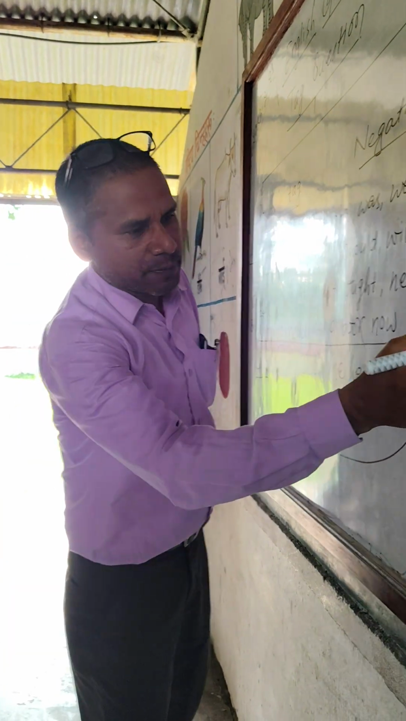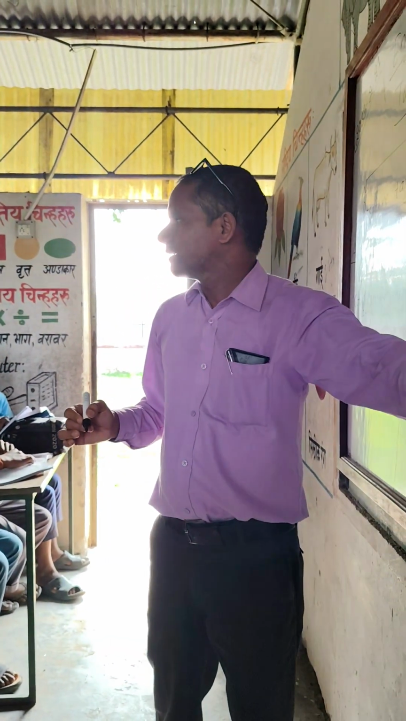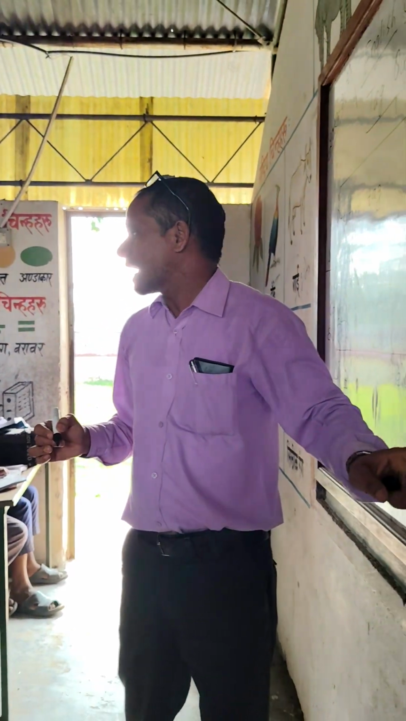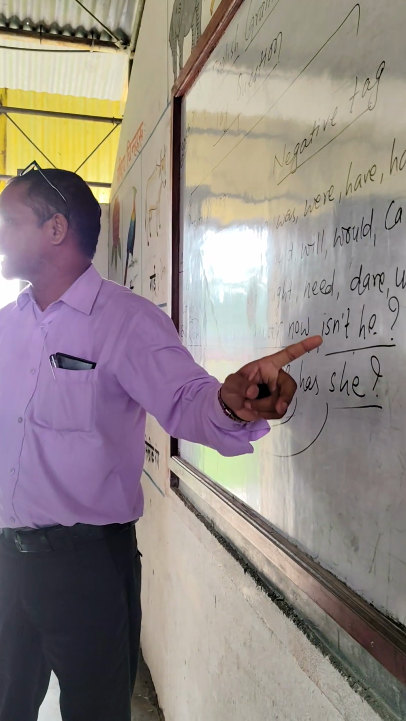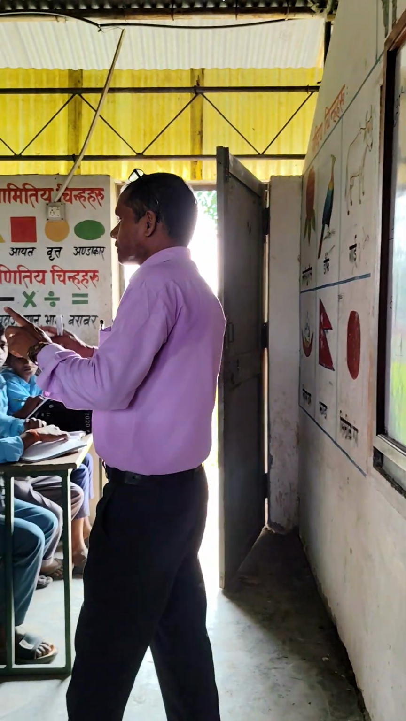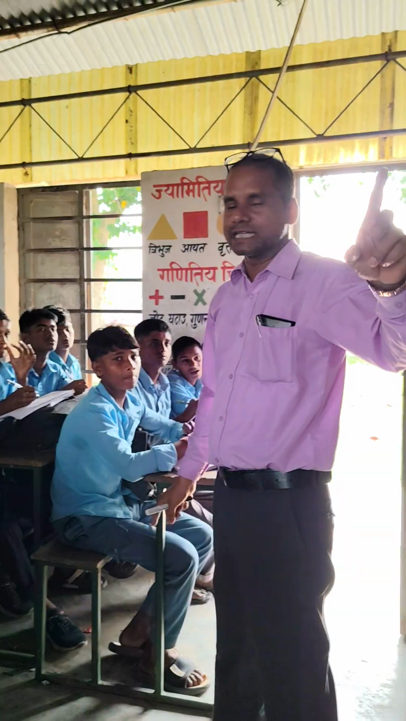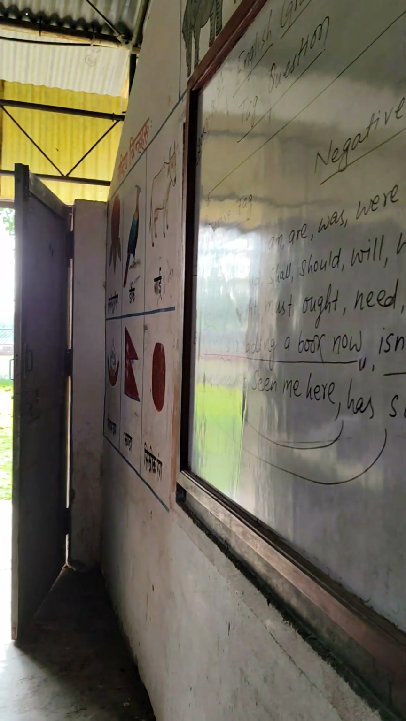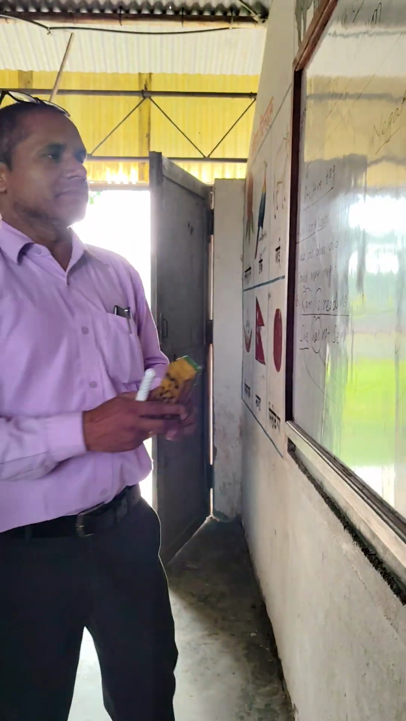Now what is the difference between these two question tags? In the first there is "isn't he", in the second there is "has she". The first one is negative, the second one is positive. It means that the tag has two types: positive and negative. Now let's find out the rules from these two.